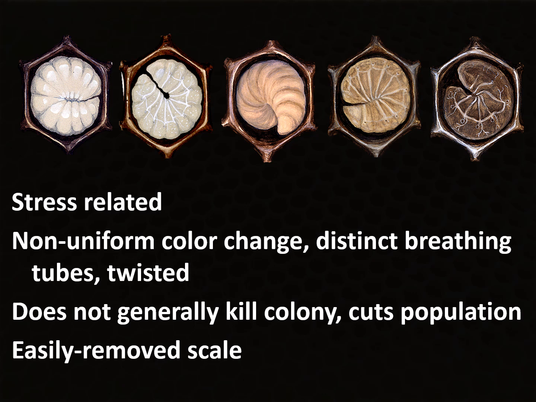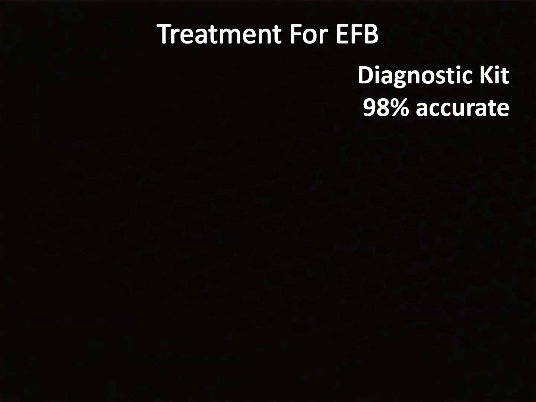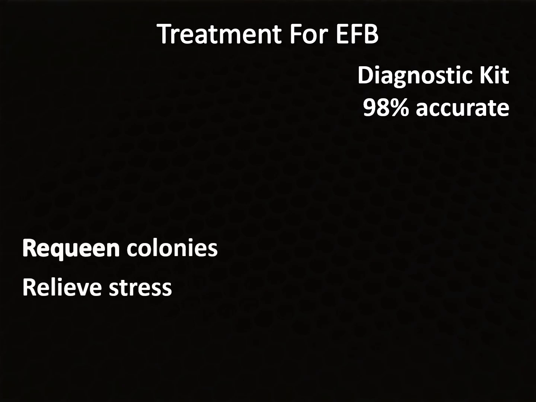There may be some scale, but the scale is easy to remove. And you may smell a foul brood smell, but it'll be more like old lunch meat in the refrigerator as opposed to very dead roadkill by the side of the road. Again, this diagnostic kit can be used, and it's 98% accurate. Sometimes the best thing is just to requeen the colony or relieve the stress.